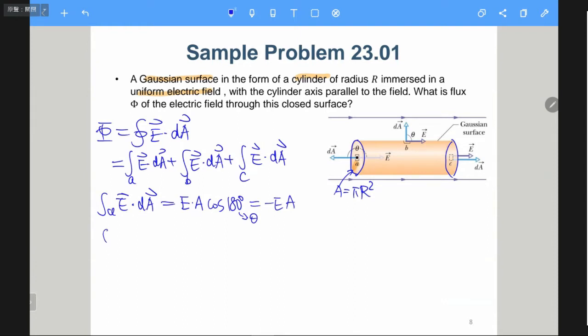Okay, so next is part C. For this surface, pointing outside, E is pointing to the right side, and dA should also point to the right side. So theta C is 0 degrees, and we have E times A times cosine 0 degrees, which is 1. So we have E times A.